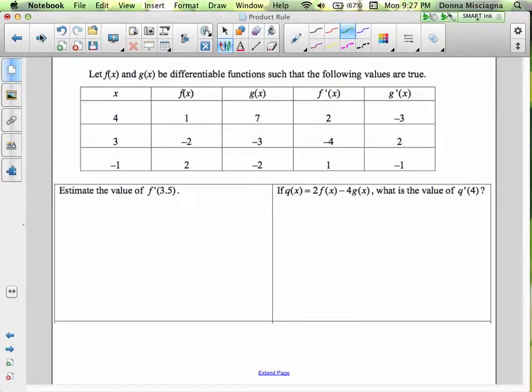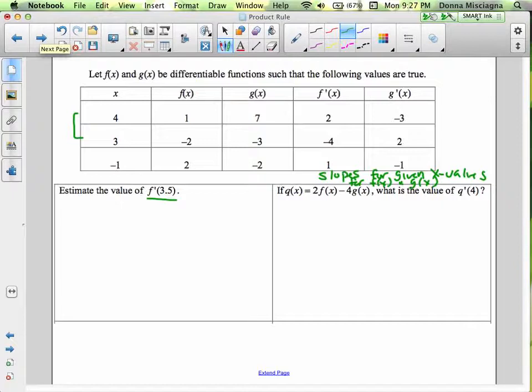All right, so remember f of x and f prime of x and g prime of x, these are slopes for given x values for f of x and g of x, right? One's for f of x, one's for g of x. We want to estimate the value of f prime of 3.5. Good question. I see it every year on the AP test. Notice there's no 3.5 here. All right, so what estimates the derivative?